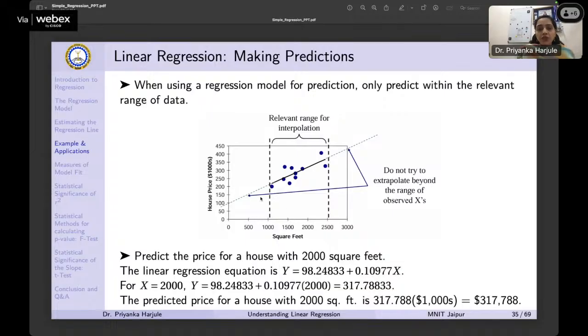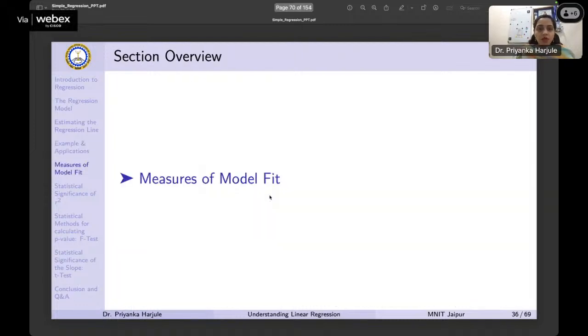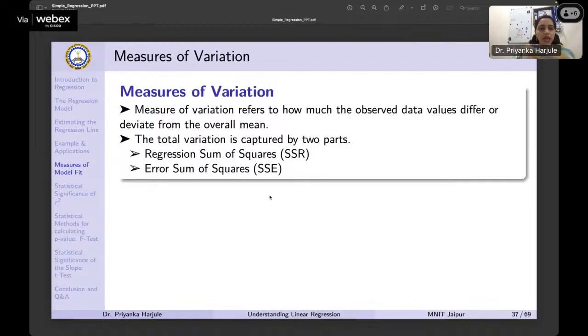On the contrary, you cannot predict a value which is outside of this range. Okay, that will be wrong. Extrapolation is not the purpose of linear regression. That is why for the spread of the disease during COVID-19, linear regression was not applied to it. There are other models for it. Okay, so now we look at the variations.